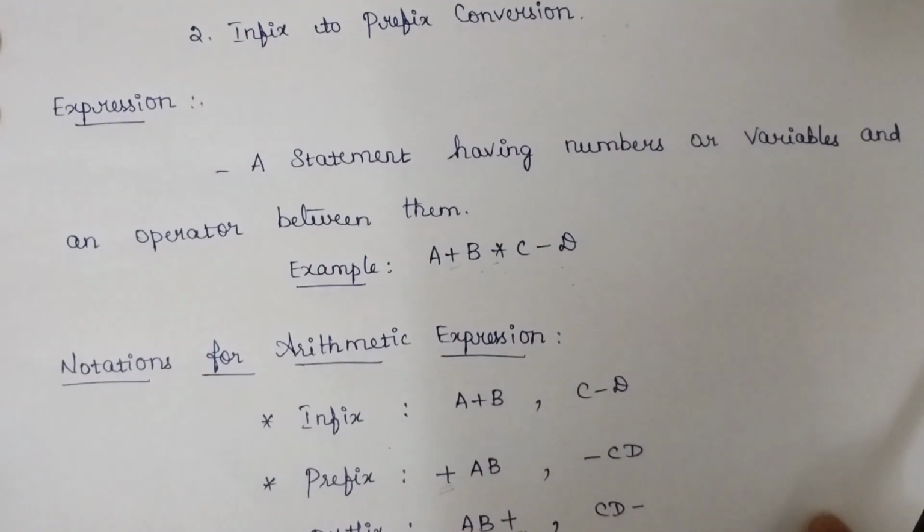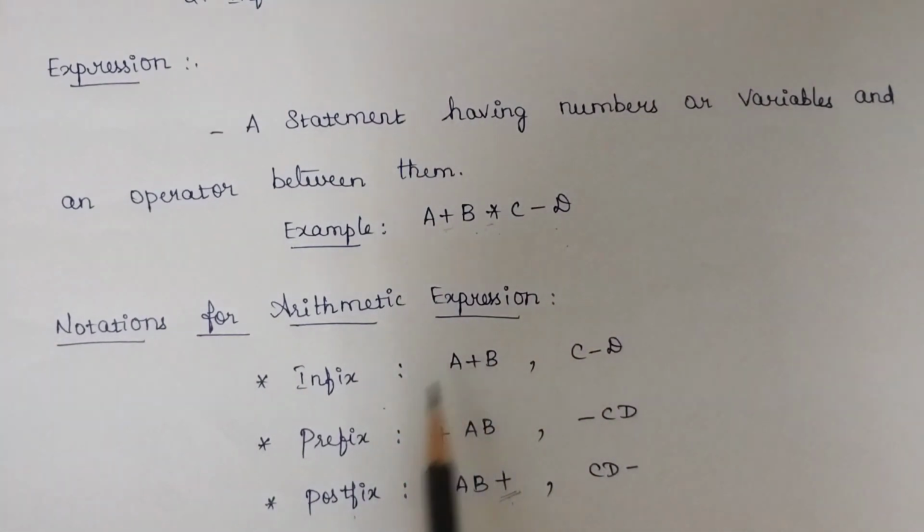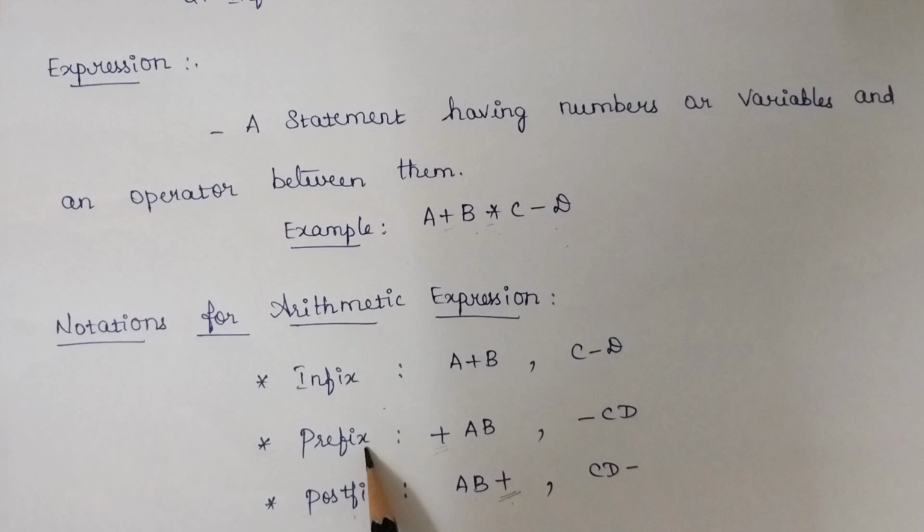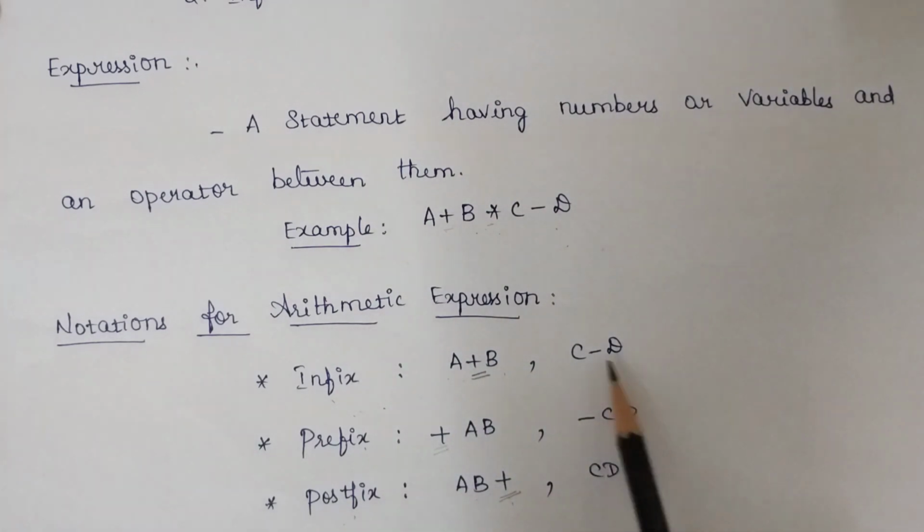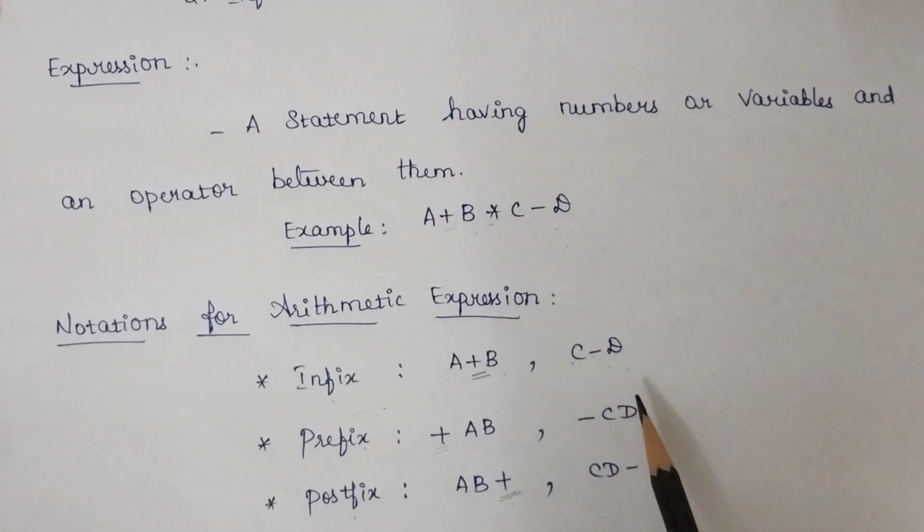Coming to notations, in an arithmetic expression we have three notations: infix, prefix and postfix notation. What is infix notation? Infix notation means the operators are placed between the pair of operands, between two operands. Here is an example: this operator is placed in between these two operands. Same way here also. So this is how we write an infix expression.